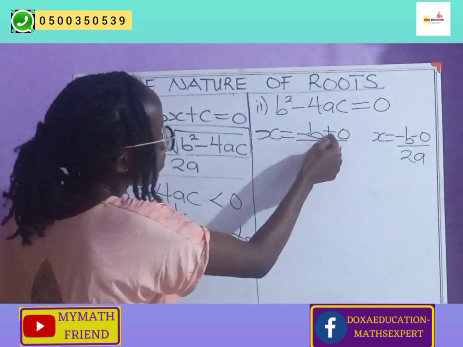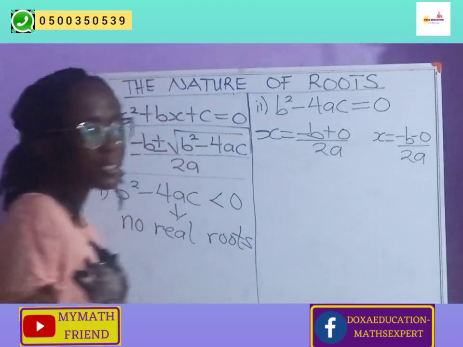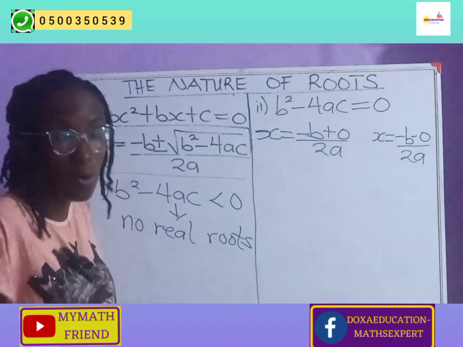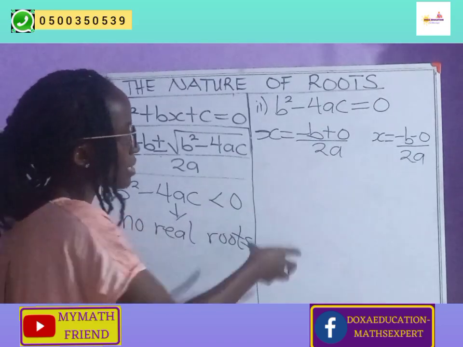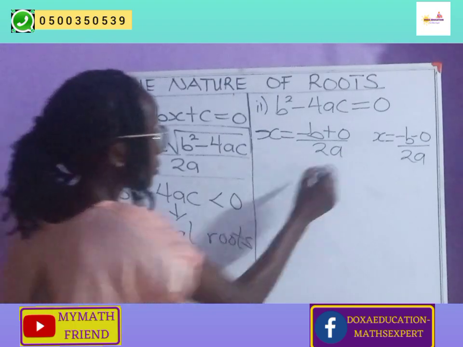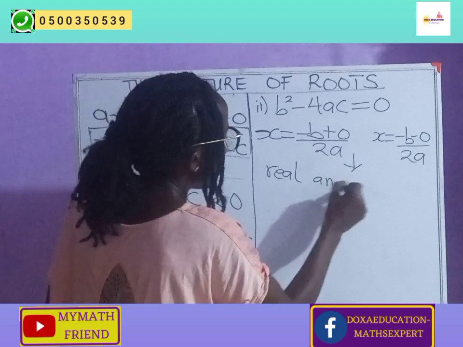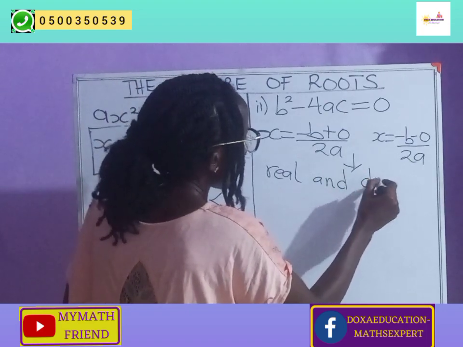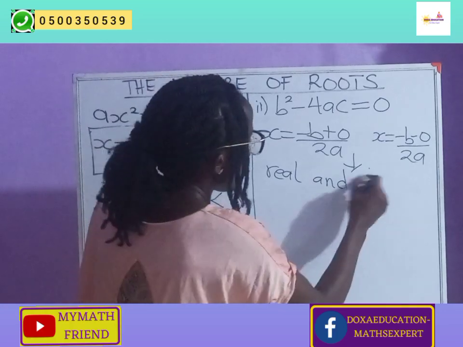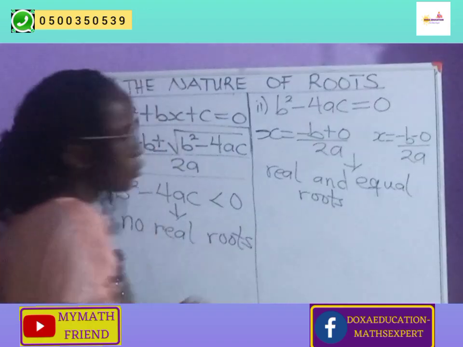Now minus b plus 0 is minus b. Minus b minus 0 is also minus b. So what does it mean? It means that our roots are equal, the same. And it also means they exist, so since they exist, we say they are real. So real and equal roots. Good. You see that?